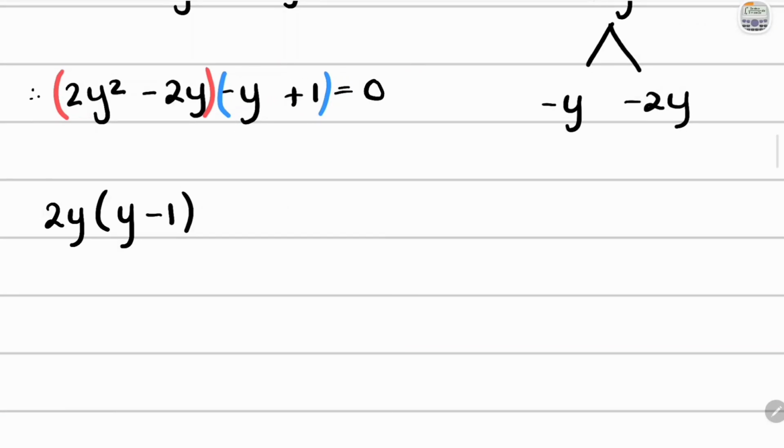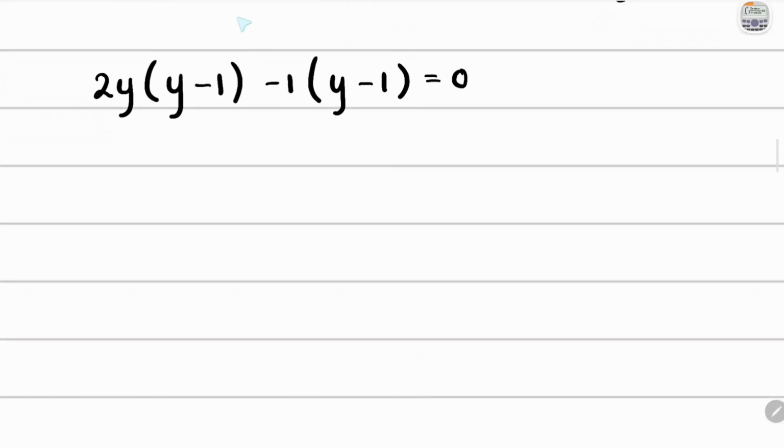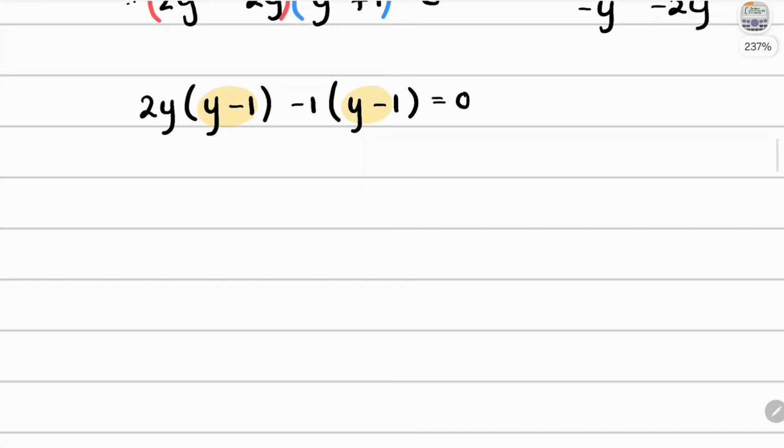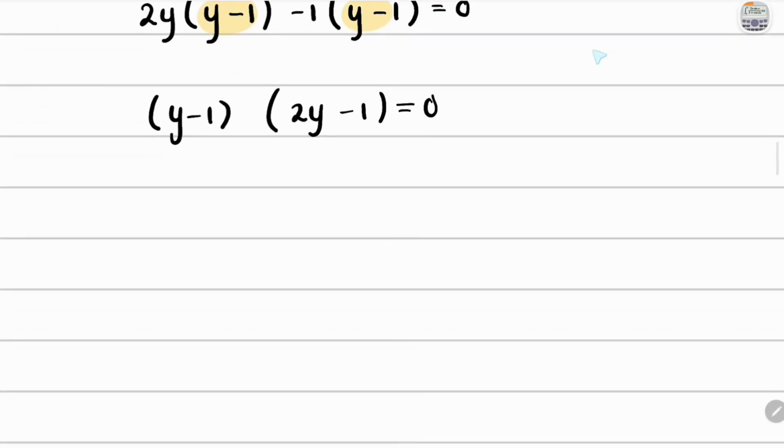Okay, and then in the second term, what are we left with? Well, this is a negative y and a positive 1. There's actually a negative 1 that's a common factor. So what are we left with? Negative y divided by negative 1 is positive y. And positive 1 divided by negative 1 is negative 1, is equal to 0. Okay, so as you can see, the brackets are exactly the same. So what we're doing is we're really taking out the bracket as a common factor. So we have y minus 1, and then what is left in those two terms. In the first term, when you take out y minus 1, you're left with 2y. And in the second term, you're left with negative 1. And there we go, we've factorized this equation.